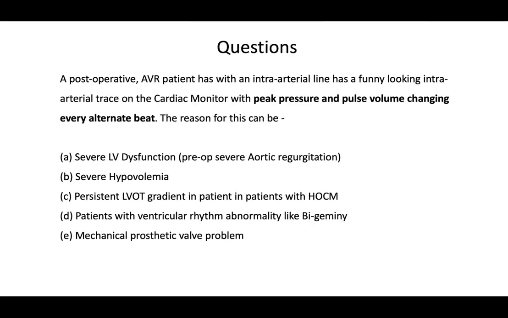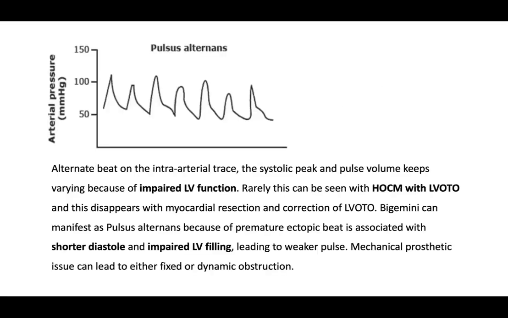A post-operative AVR patient with an intraarterial line has a trace with peak pressure and pulse volume changing with every alternate beat. So what can be the reason? Severe LV dysfunction, it is true. Severe hypovolemia usually doesn't cause it. Persistent LVOT gradient in patients with HOCM, that is hypertrophic obstructive cardiomyopathy, can cause it. Patients with ventricular rhythm abnormalities like bigeminy can cause it. Mechanical prosthetic valves usually won't cause such change in peak pressure and pulse volume.